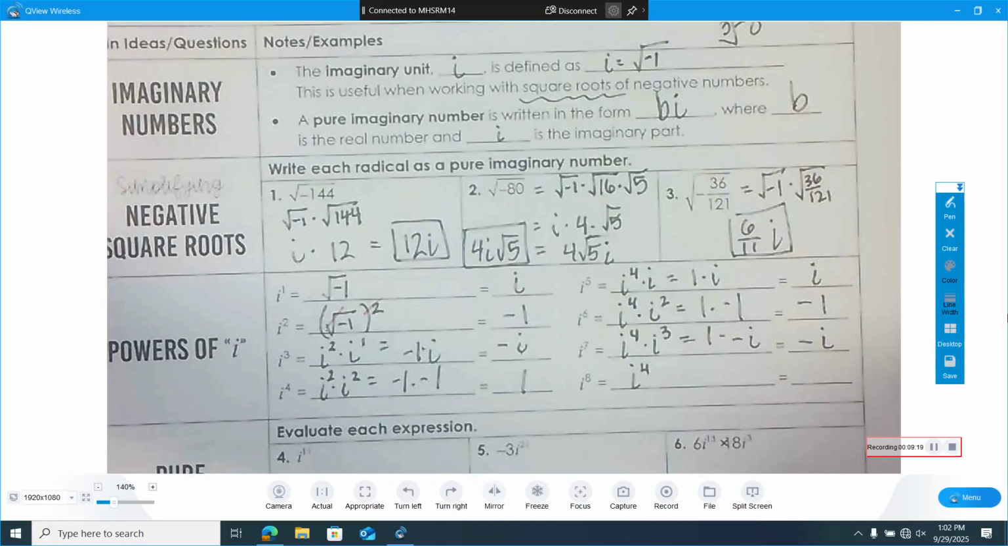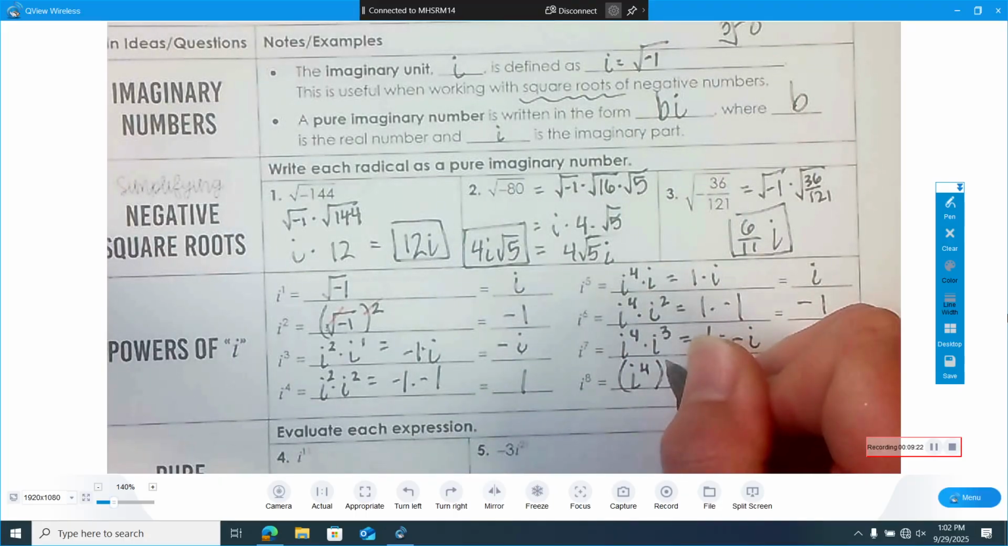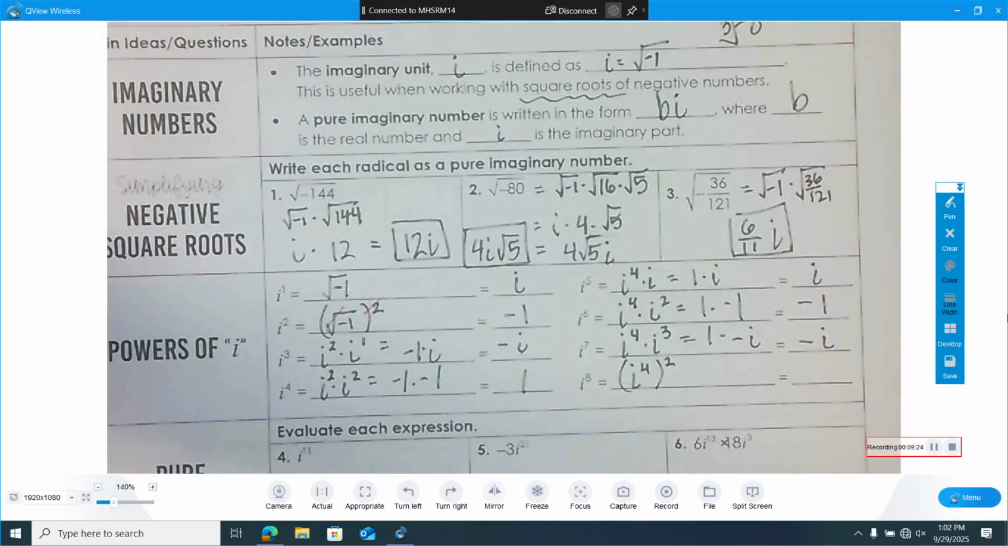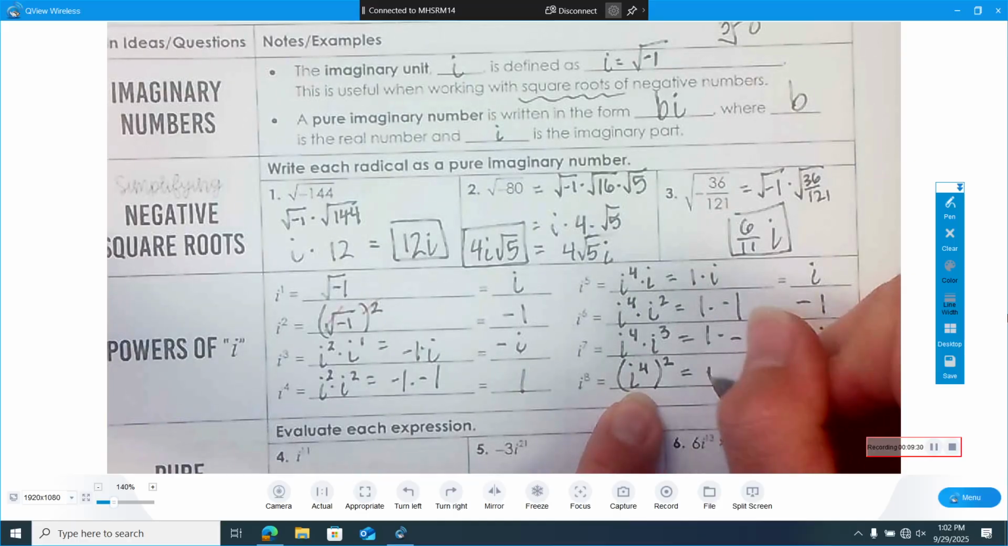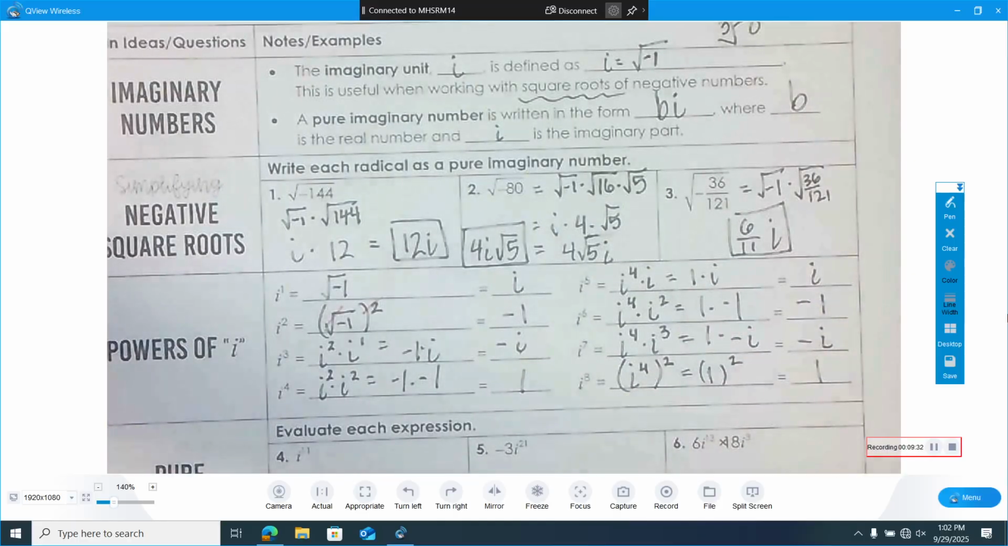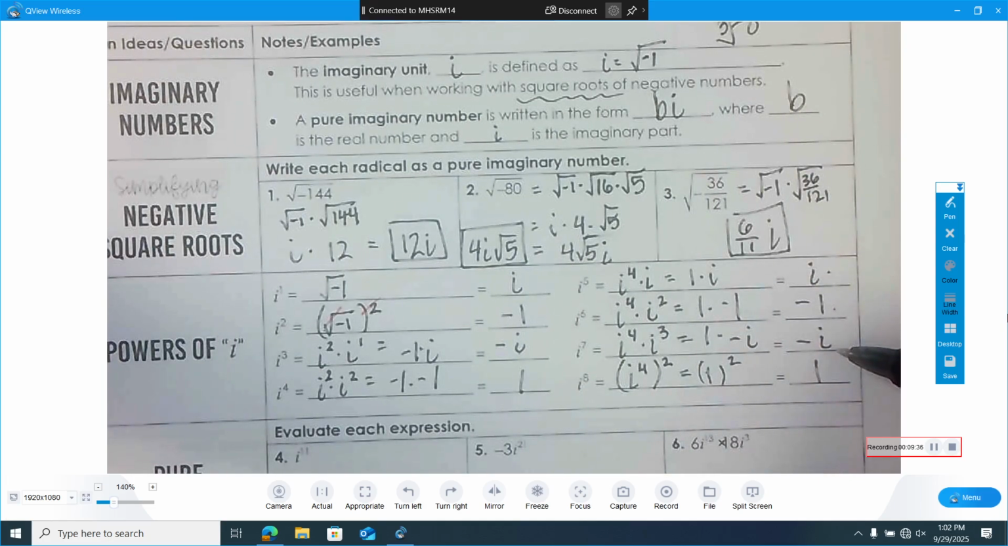And i to the eighth. i to the fourth times i to the fourth. Could I do i to the fourth to the second power? Yeah. And so i to the fourth, we know is 1, and then of course if we square that, we still get just 1. Okay, great. So we see this pattern: i, negative 1, negative i, and then positive 1. And of course, if we were to keep going, i to the 9th, 10th, 11th, 12th, it's always going to repeat.